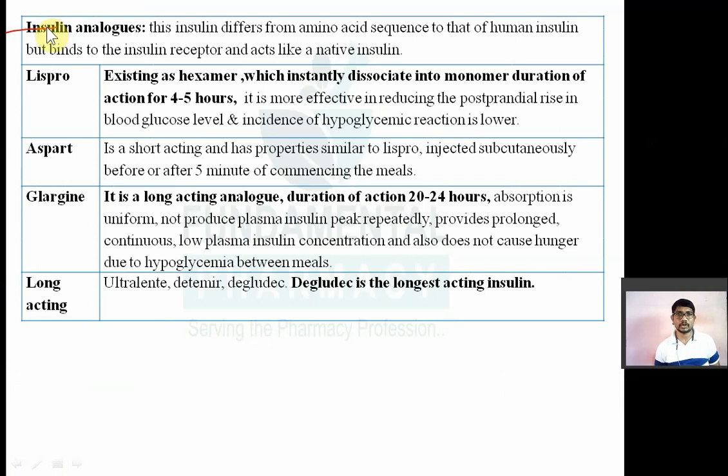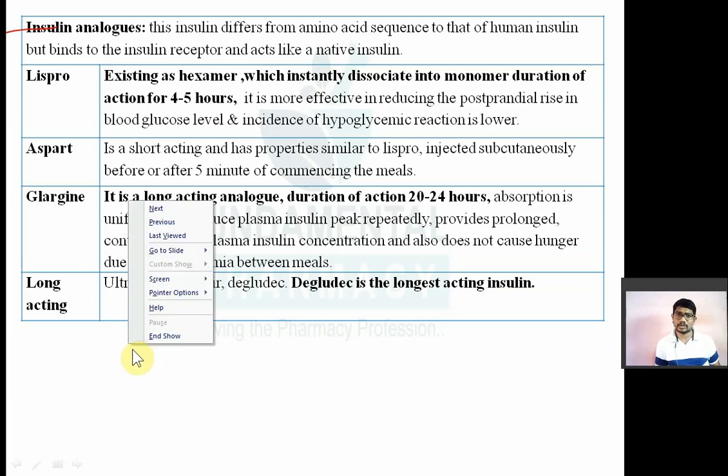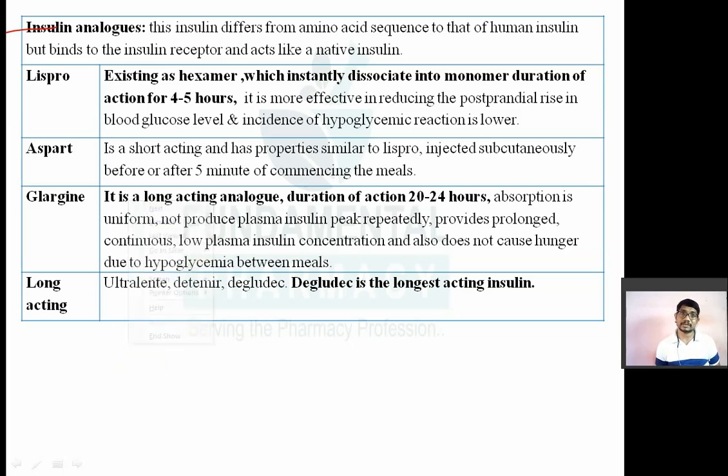Insulin analog means these insulins differ from the main insulin in the sequence of amino acids. Insulin analogs will have a different sequence, only one or two amino acids will be different. They are not native insulin, but they act on the same receptor and act like native insulin. They bind on the same insulin receptor and act like native insulin.